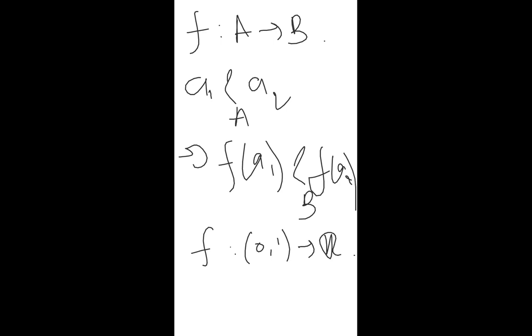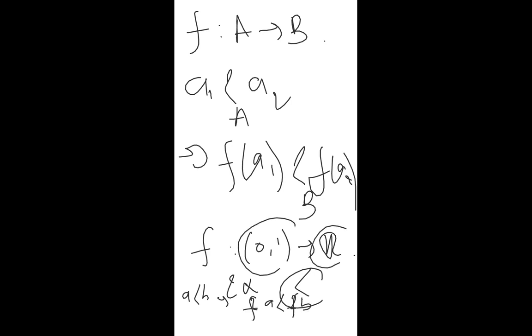And let this function be F of x. The order relation would be the same order relation. So if you have a less than b, then you have F of a is less than F of b. And we can say these two have the same order type.